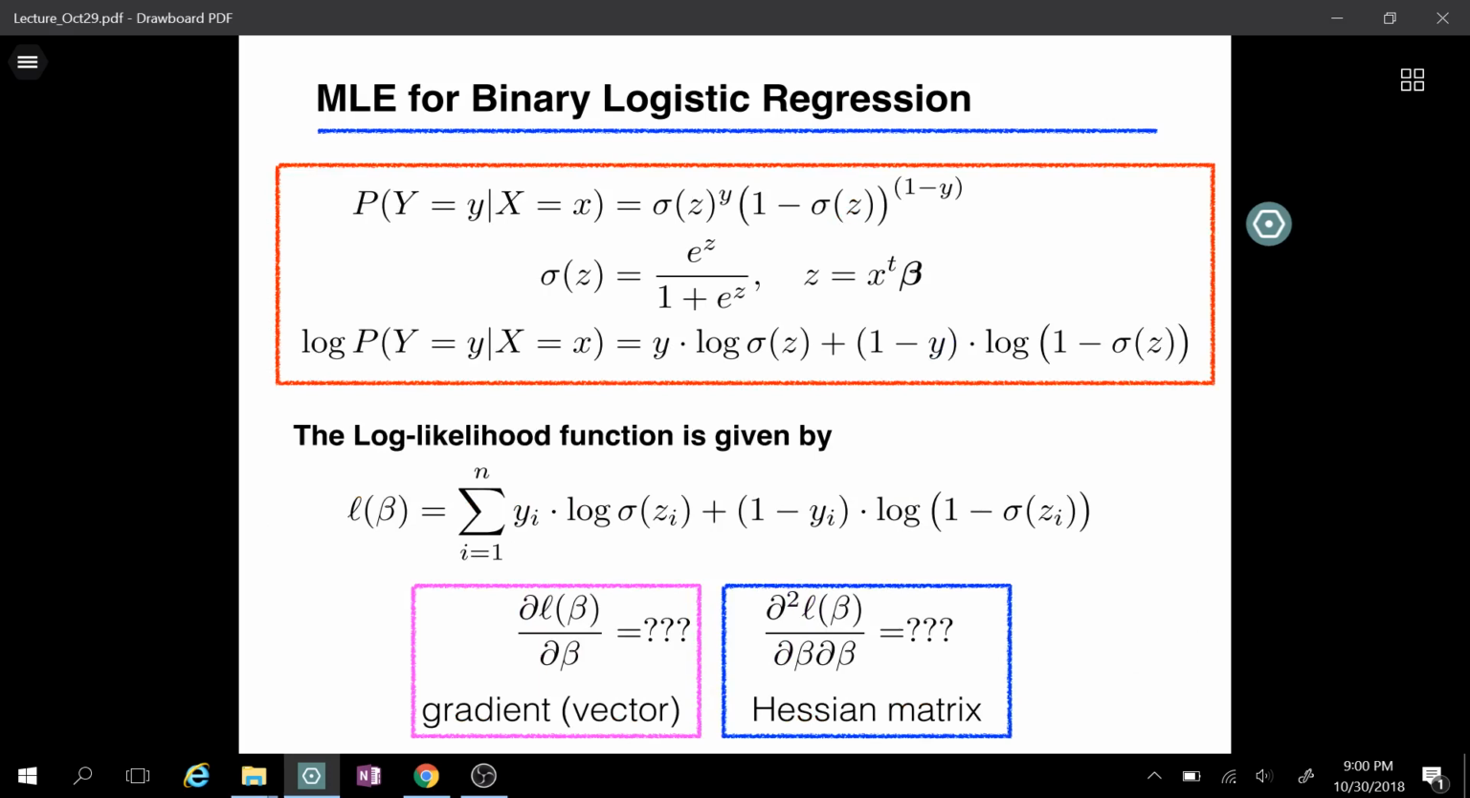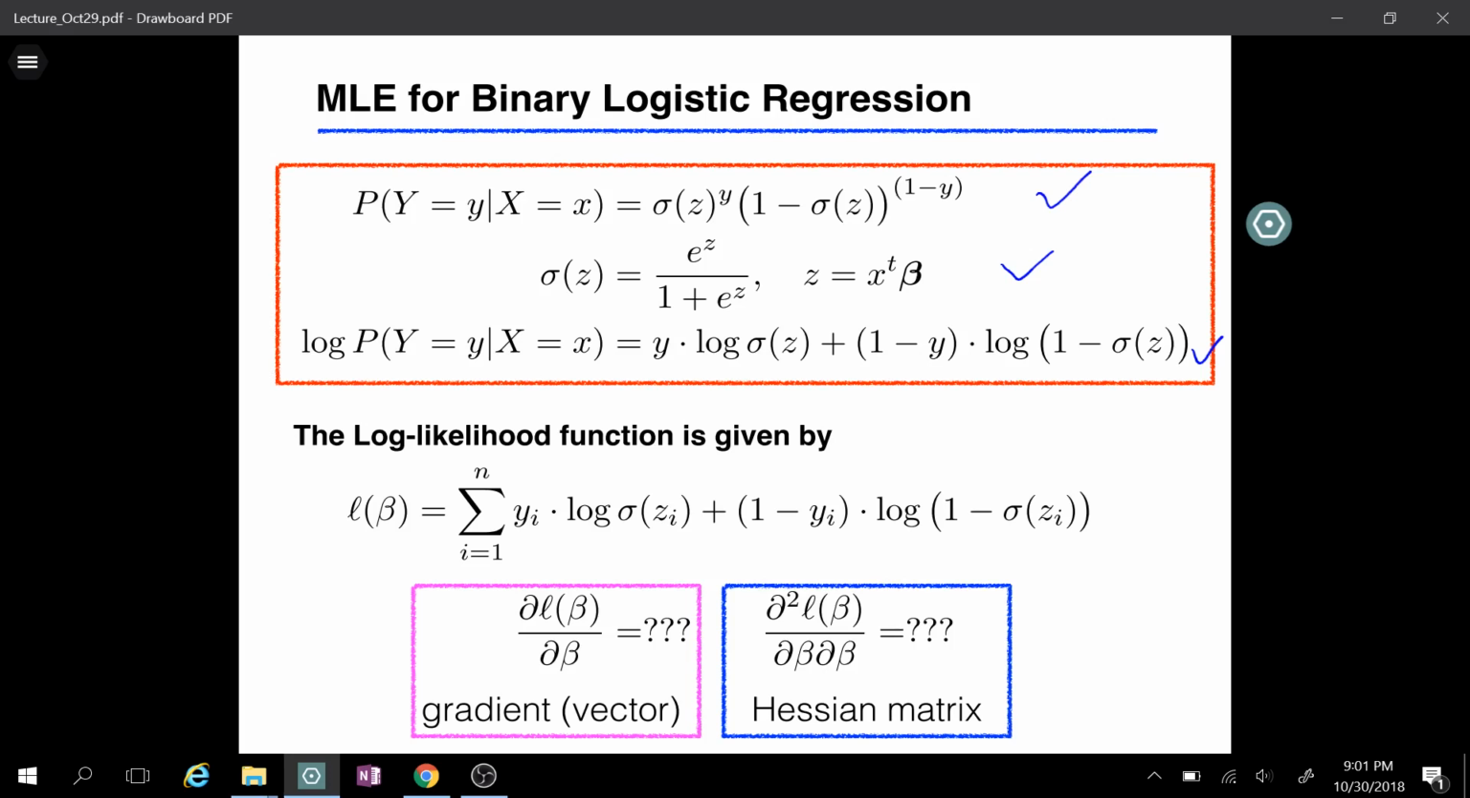Here, the formula in the red box is basically a copy of what I had before. So we have our likelihood for one observation, some shorthand notations explained, and then the log of that likelihood. So the log likelihood function over the n samples will be a sum of the last term: y_i times log sigma(z_i) plus 1 minus y_i times log of 1 minus sigma(z_i).